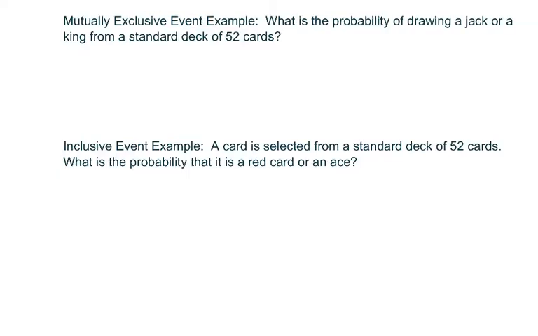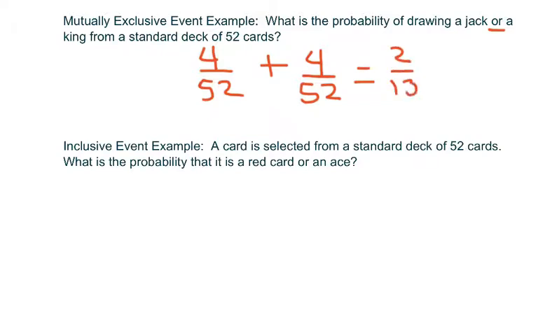All right, so we're first going to do a mutually exclusive event example. What's the probability of drawing a jack or a king? There are 4 jacks in a deck of 52, so that's 4 out of 52. You see the word or, so we're going to say plus. There are 4 kings also, and you just add it up. These are separate, the jacks and the kings. So when you add that up and simplify, you get 2 over 13, which equals approximately 0.154.